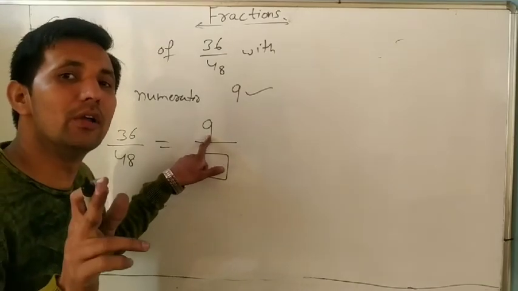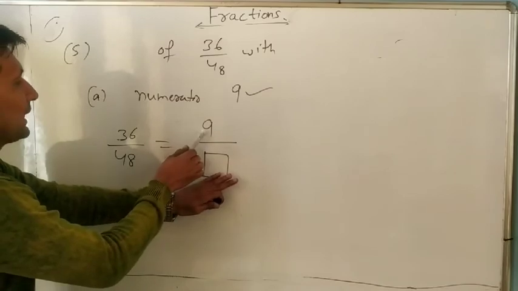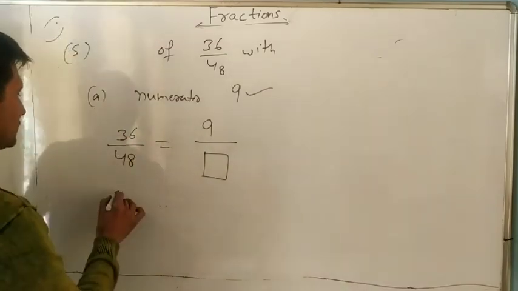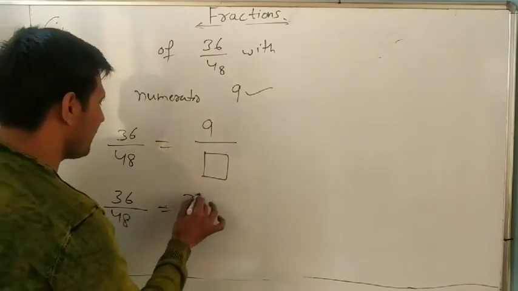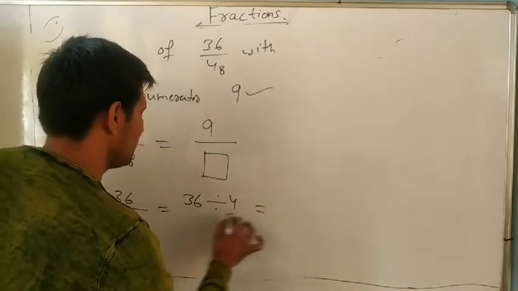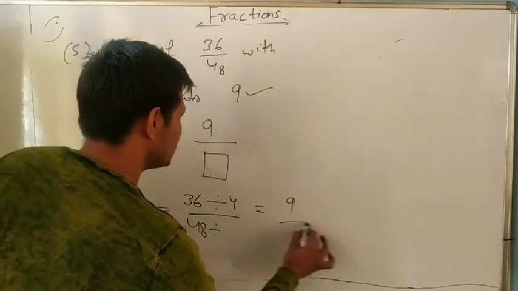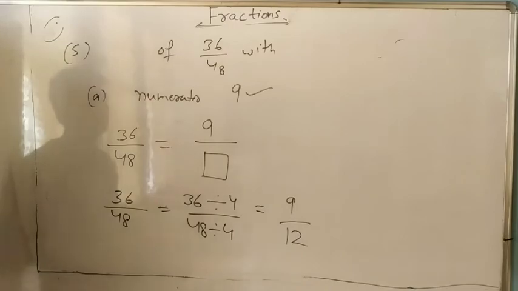Like this you can find. 9 into 4 is 36. So what number will you divide 36 by to get 9? 36 divided by 4. Everyone knows it is 9. So here also divide by 4. It is 12. So 9 upon 12.